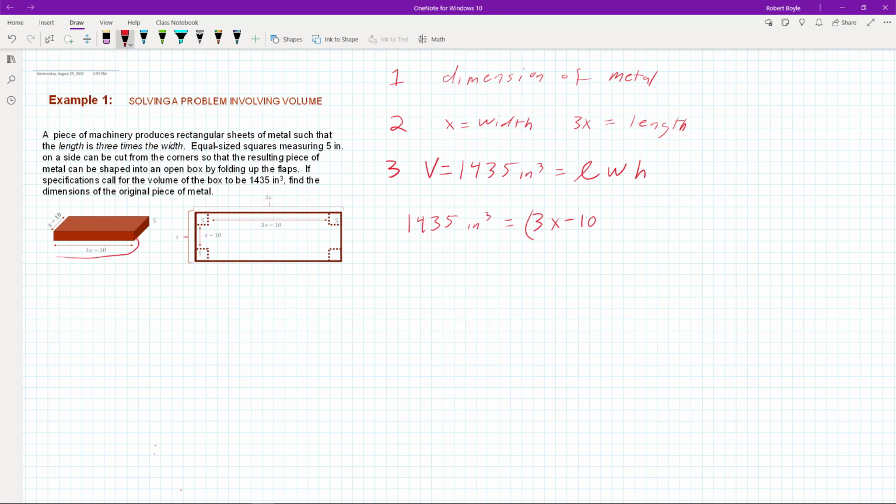Now the width is going to be x minus, once again, 5 inches here and 5 inches there for the squares that are cut out once this thing is folded together. So times the width, which is going to be x minus 10, and of course then the height, once we fold this together, will be 5 inches. So there we go. This is our equation. Once we have this equation, we can go ahead and solve.